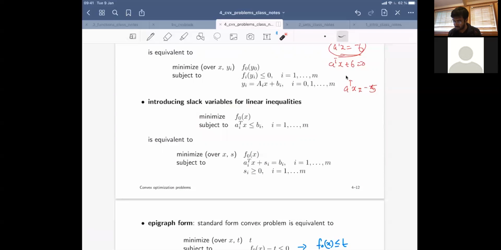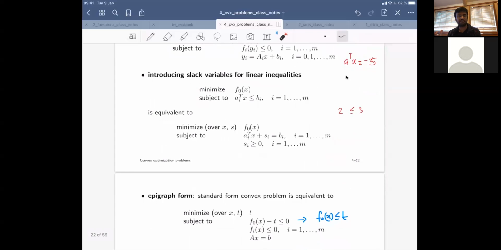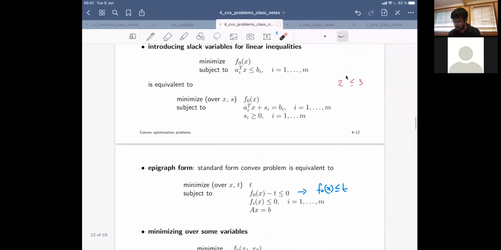Just put an si here, right? And this is true. So you are saying, like, 2 is less than or equal to 3. Then I can find a positive quantity, add it to 2, and say that this is equal to 3. So these are some simple ways to rewrite problems, but some of them are very helpful, which you will be using later.